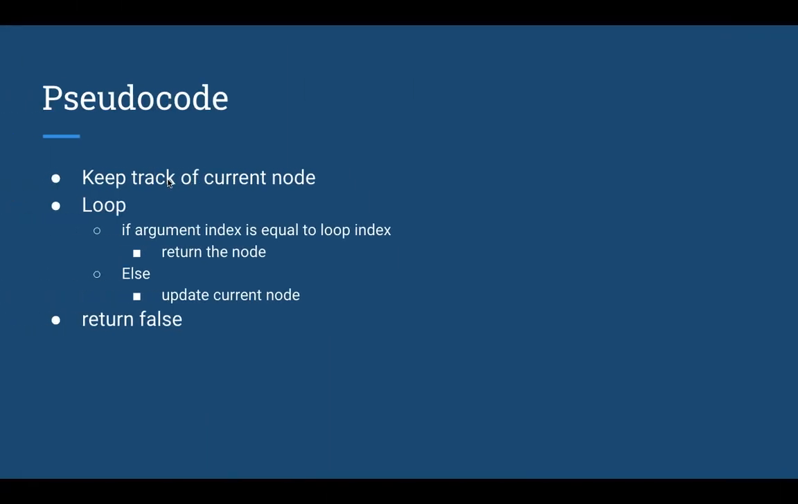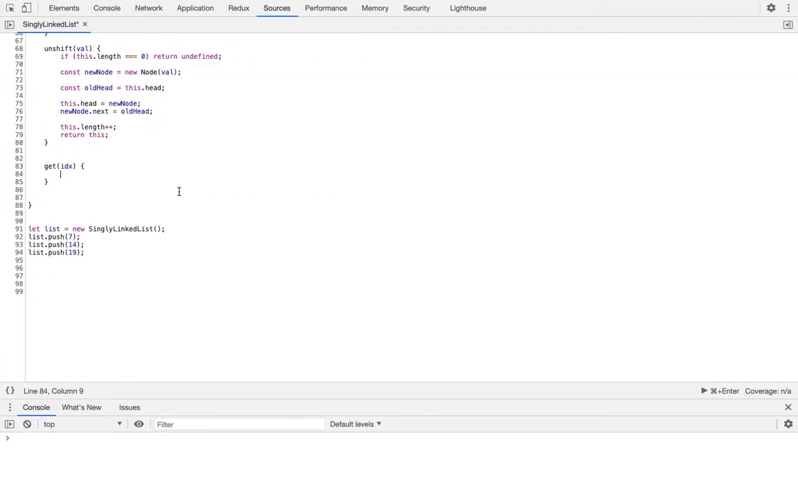So if we go here to our pseudocode, the first thing that we're going to have to take care of is keeping track of the current node. As we're traversing through this list, we're going to have a current node to keep track of. So to start off with, we're going to do let current node equals this dot head.